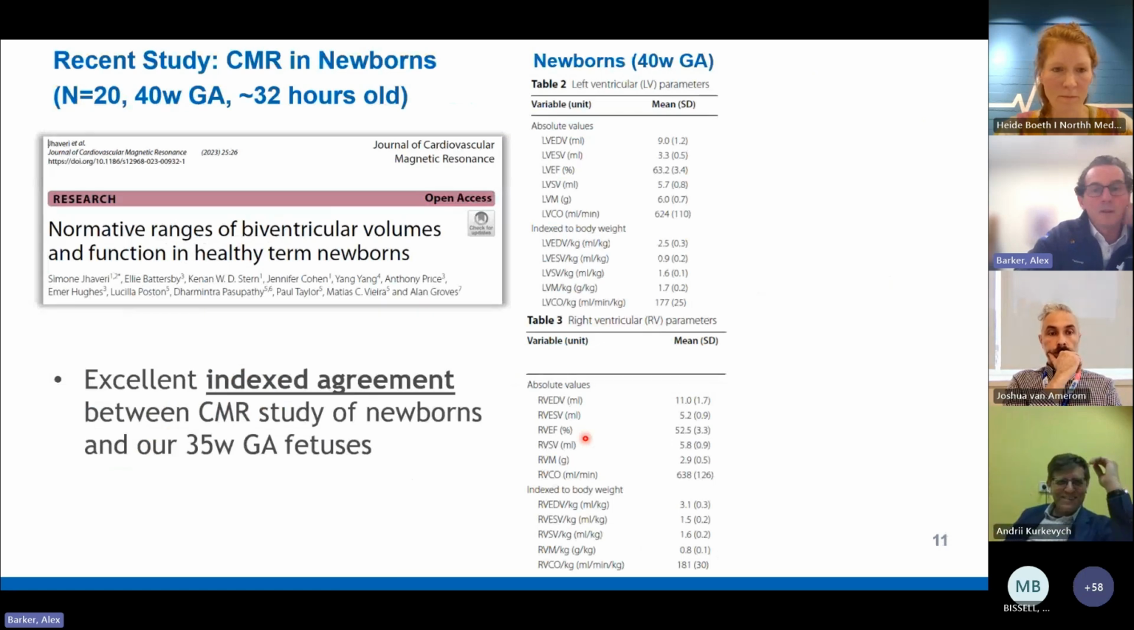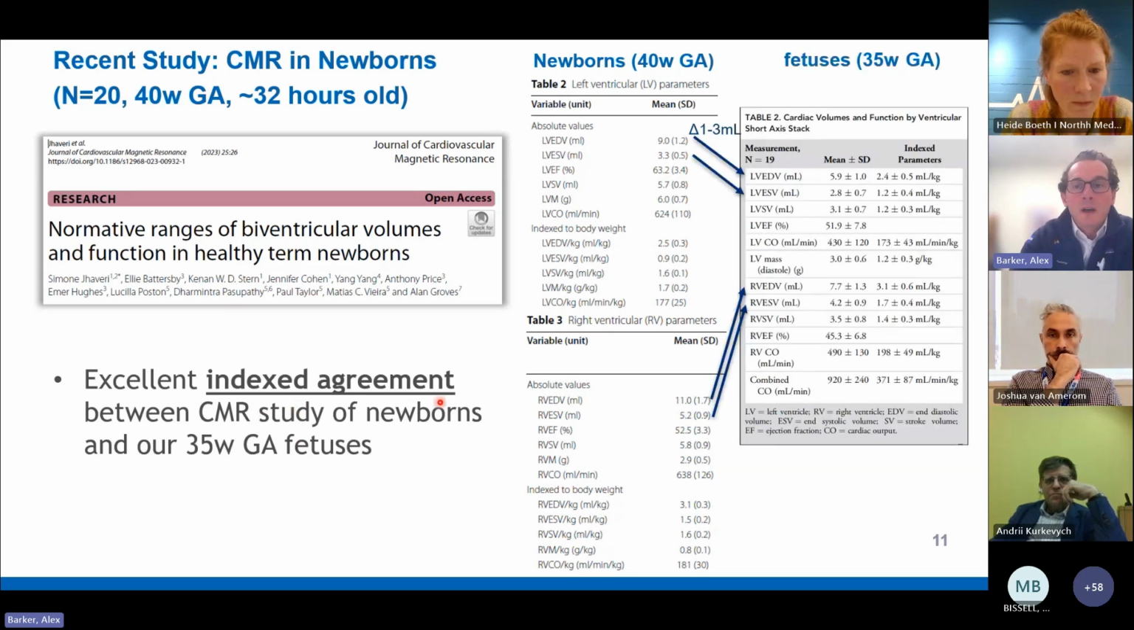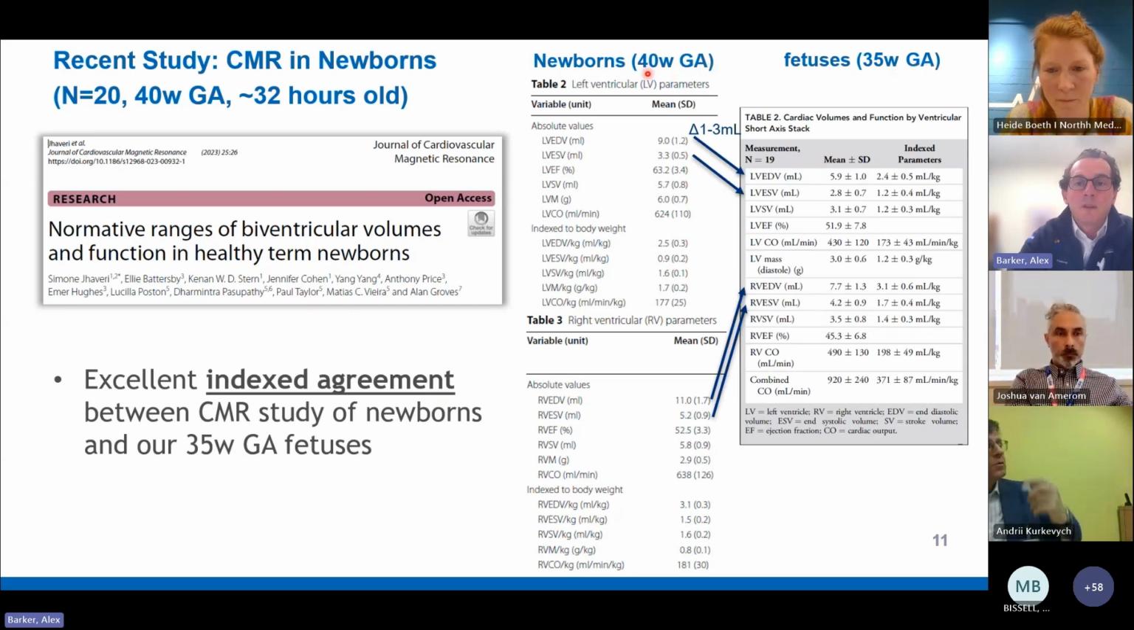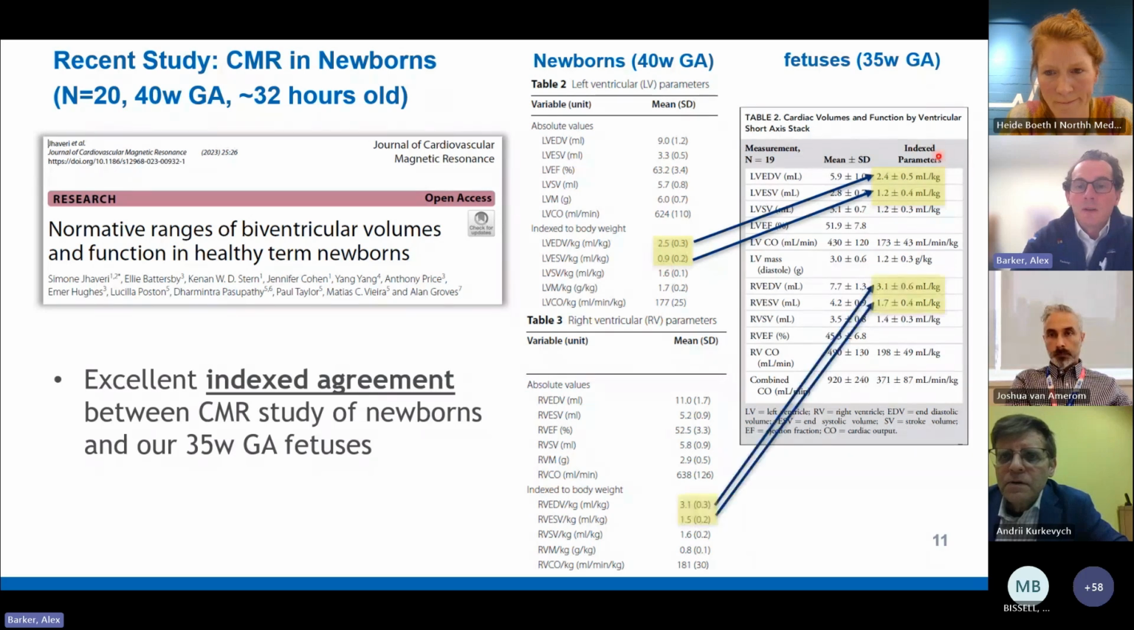But I was extremely confident and happy to find in a also recent paper in newborns who are effectively 40 weeks gestational age or 32-hour-olds, that when we look at indexed values by weight, and this goes back to my initial comment, while our absolute volumes are smaller by about 1 to 3 mL because our fetuses are smaller, 35-week gestational age fetuses compared to 40-week, our indexed values by weight are absolutely right on point. And so we're very encouraged that what we're seeing is real for both RV and LV.